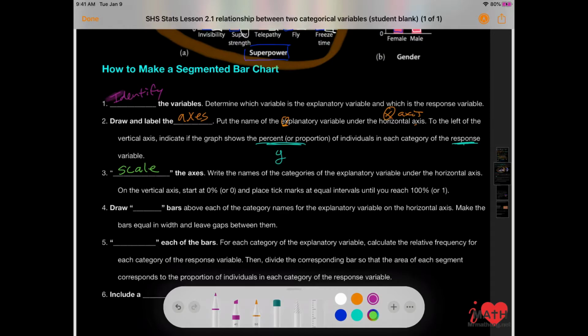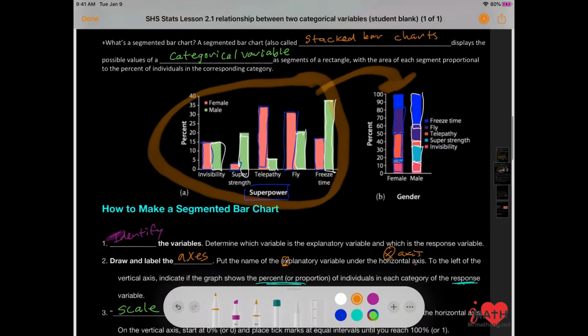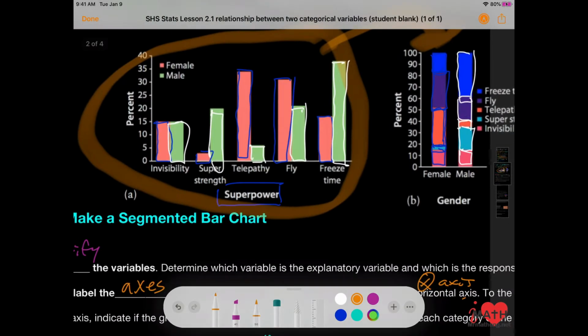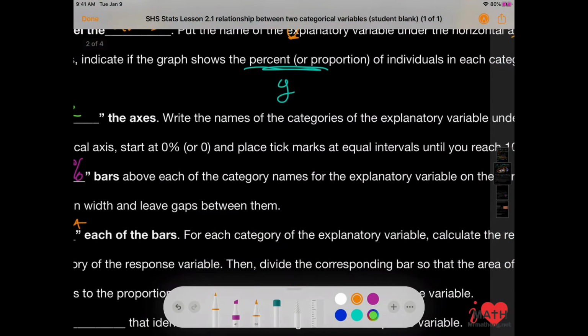Number 4, draw your 100% bars above each of the category names for the explanatory variable on the horizontal axis, and make the bars equal in width and leave gaps between them. Number 5, make sure you segment. That's like going from here, taking the little rectangles and stacking them.